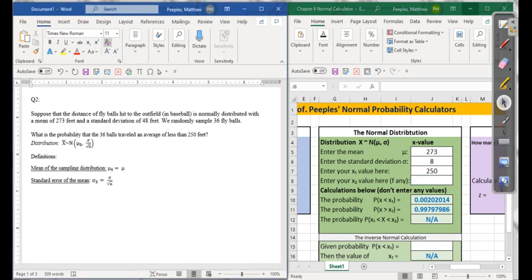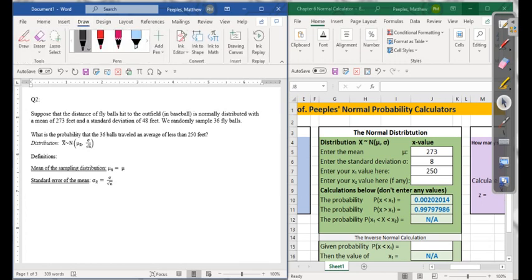so in our case, the probability that X bar is going to be less than 250 feet is going to be approximately 0.0020, which is to say that there's a less than 0.2% chance that we're going to get a fly ball that's anything less than 250 feet according to our sample.